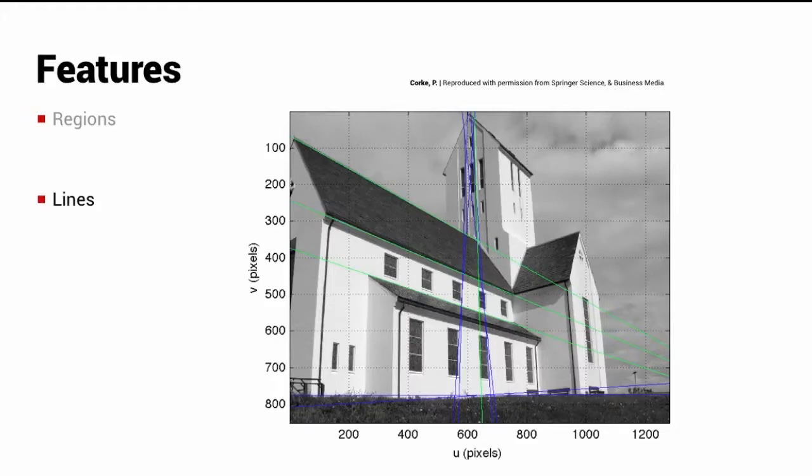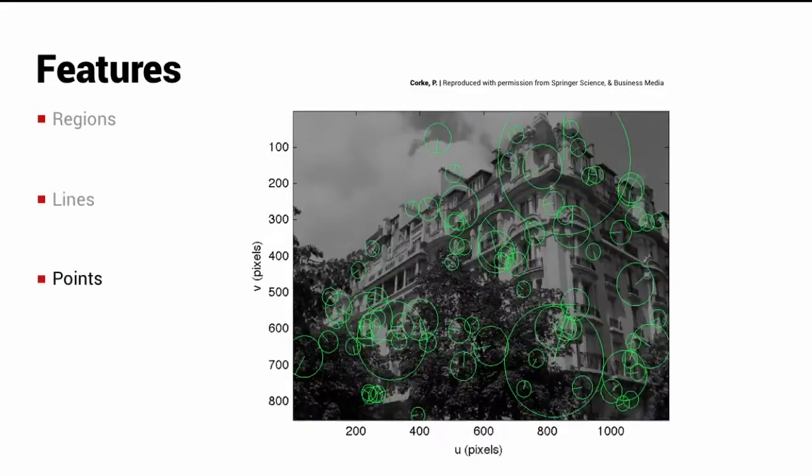So lines are very prevalent in the environment, and lines are very simple and compact to describe. A line might contain a large number of pixels, but is really described by just 2 parameters, its intercept and its slope. So an interesting question then is, how do we extract lines in an image, the dominant lines within an image? Another class of features, what we call point features.